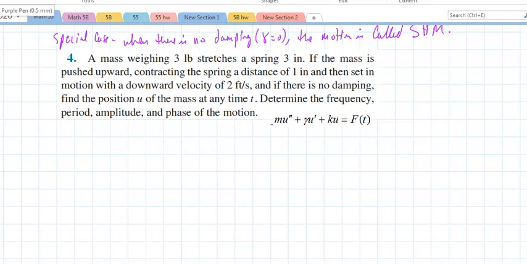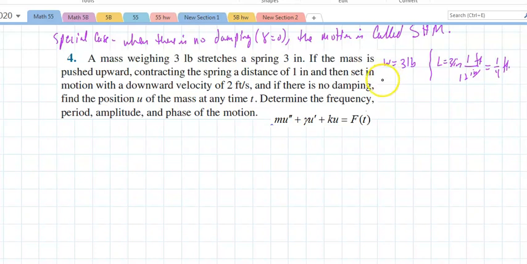Starting problem number 4, a mass weighing 3 pounds stretches a spring 3 inches. Converting inches to feet, each inch is 1/12 of a foot, so that makes it 1/4 of a foot. The initial stretch.